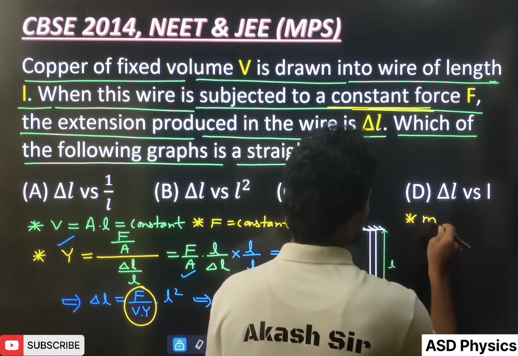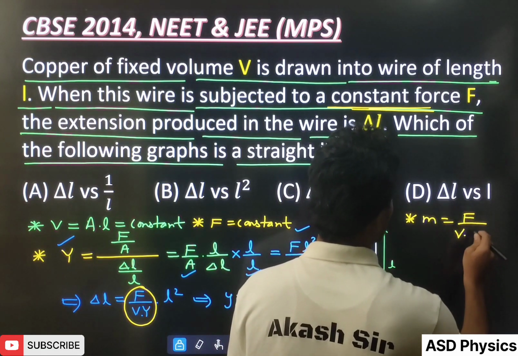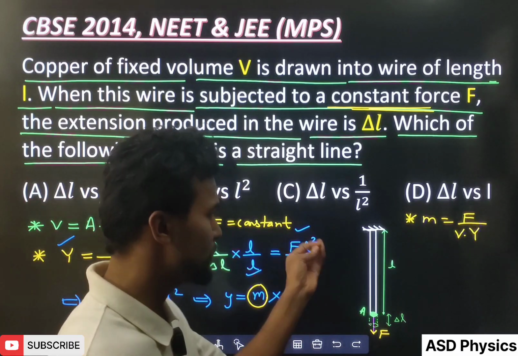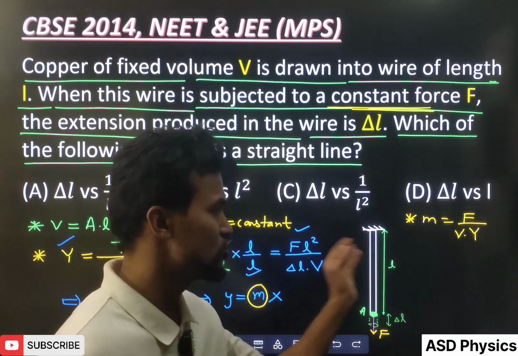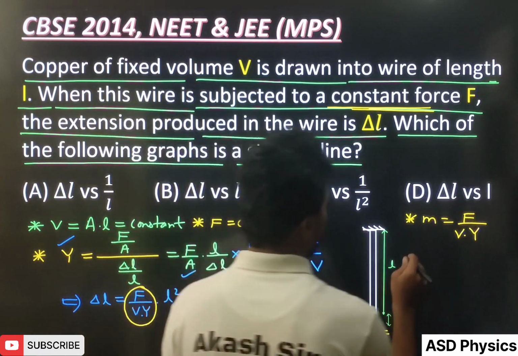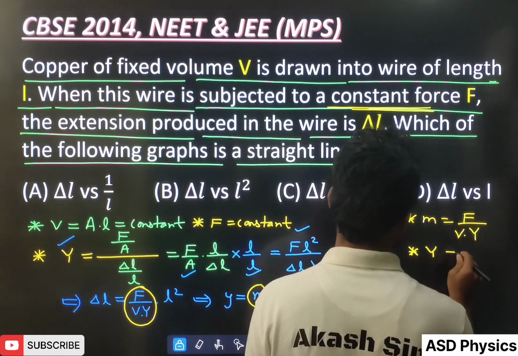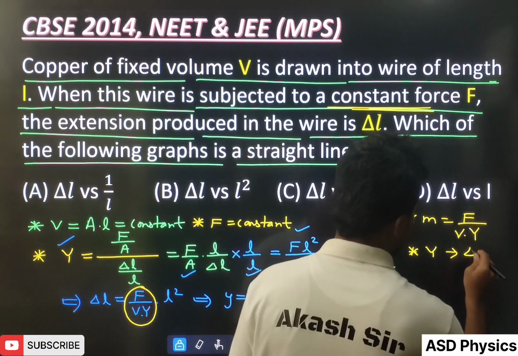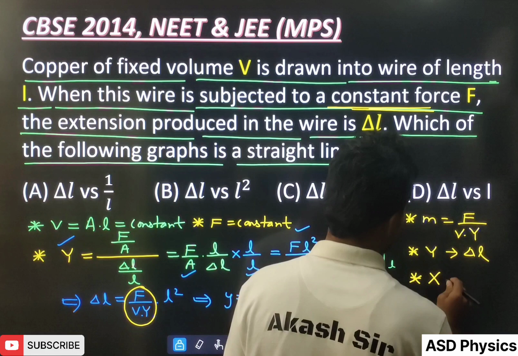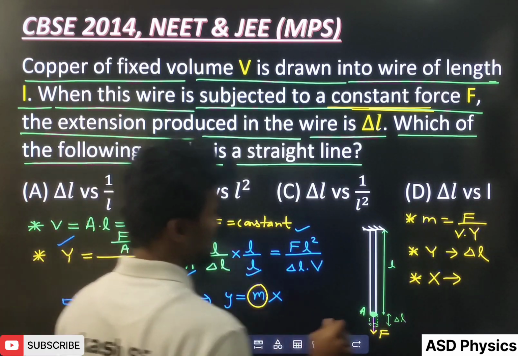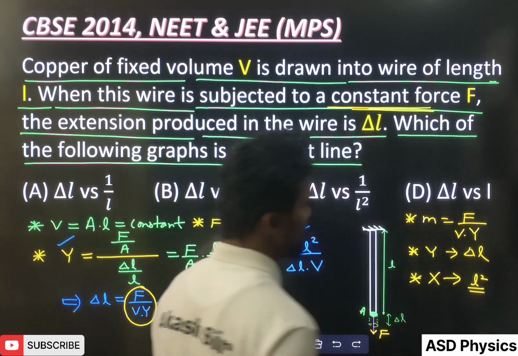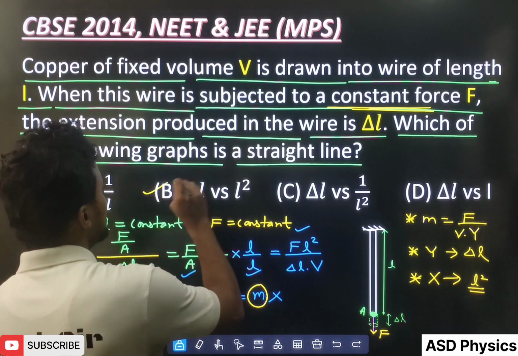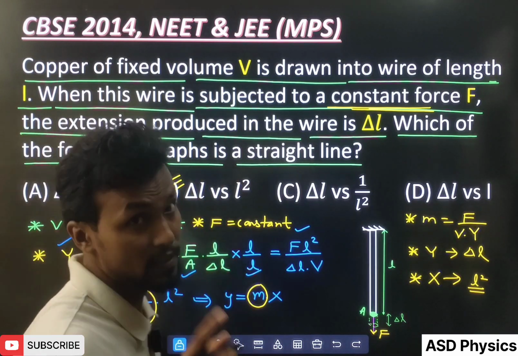Can you see? The slope of the graph is F by V into Y, that is constant because force is constant, volume is constant, and Young's modulus is anyhow constant because temperature and all is not changing. No temperature change, no impurity added, nothing. So constant only. After that, along the Y direction, what is coming? Along the Y direction, delta L is coming. And along the X direction, this L square will come. Okay, so y equal to mx will be satisfied. So which graph will be a straight line? You can see very well here: the graph of delta L versus L square will be a straight line.